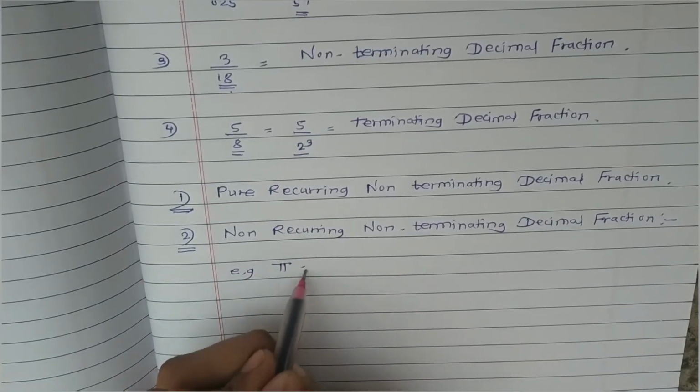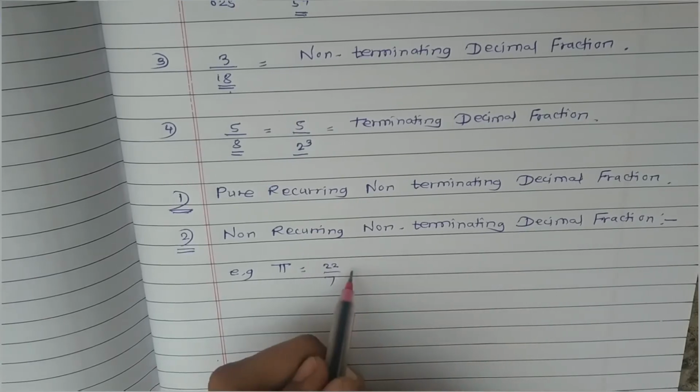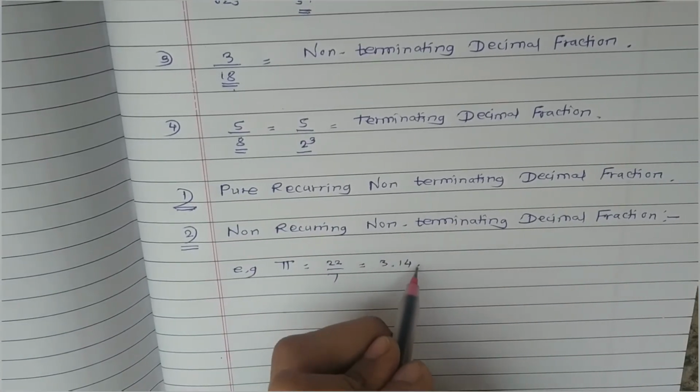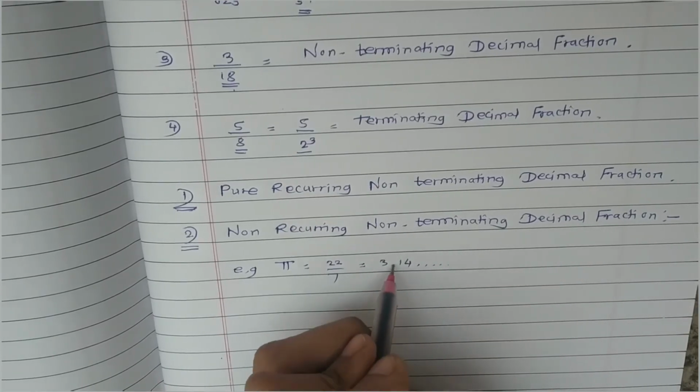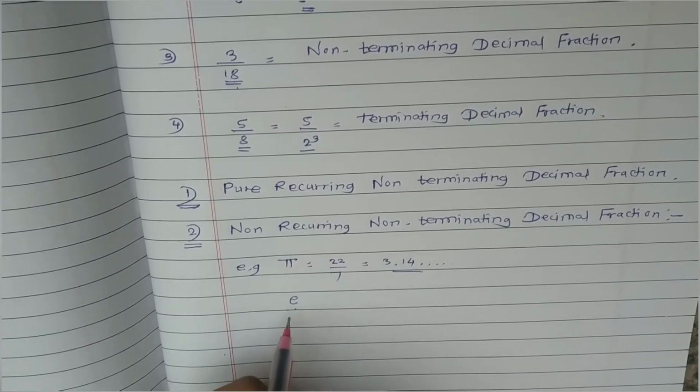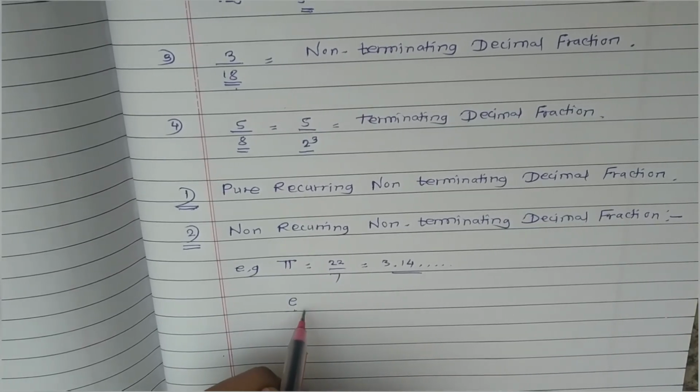What are the examples of non-recurring and non-terminating decimal fraction? Pi, which is commonly approximated as 22 upon 7. The value of pi is 3.14 and so on, continuing endlessly. There is no end to this number. And also e, this is also an irrational number which is a non-recurring and non-terminating decimal fraction.